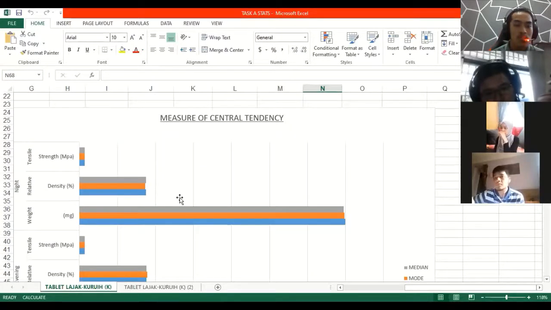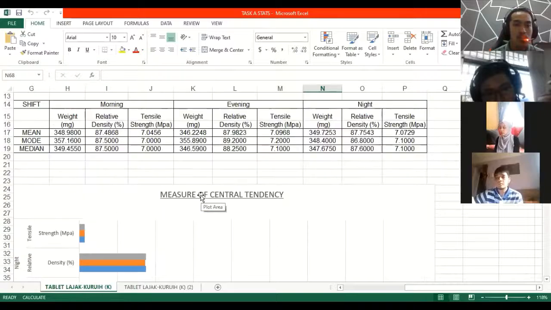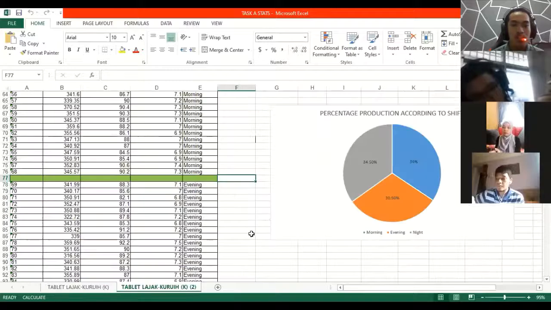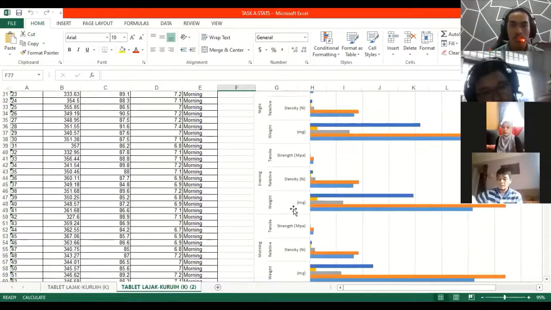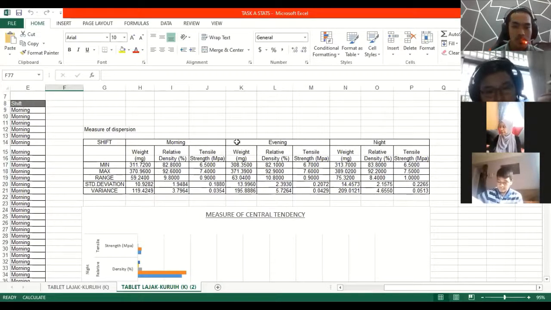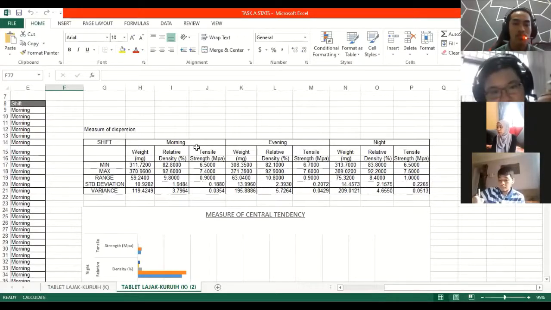This is the bar chart from the table that we have built. And next, for the central tendency, same method, but we have to find the min, the max, the range, standard deviation, and variance. The min is the minimum value, the max is the maximum value, the range is the maximum minus minimum, and the standard deviation and the variance for each shift.